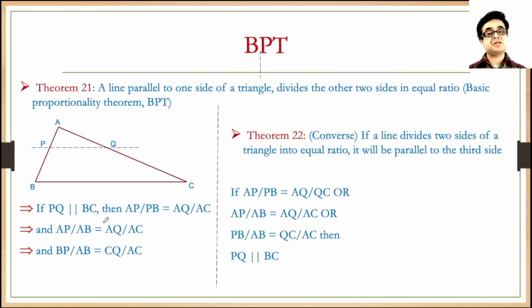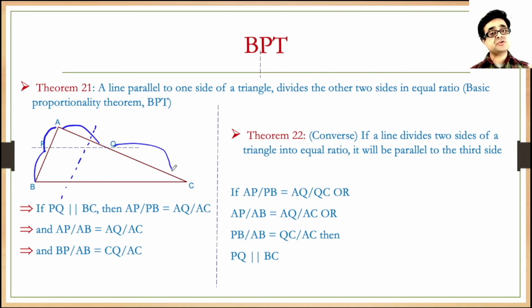Theorem 1 is when a line is drawn parallel to one side of the triangle. Here I have shown you PQ, but I could have easily drawn a line like this, and made it a little bit more complicated. When a line is drawn parallel to the third side of the triangle, it divides the other two sides in equal ratio. So for this line PQ, which is parallel to BC, AP divided by PB is equal to AQ divided by QC. Very, very important theorem.